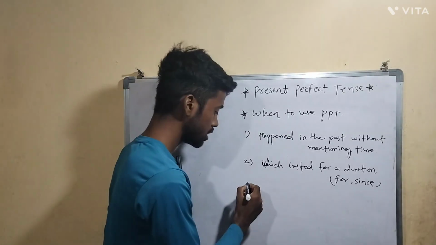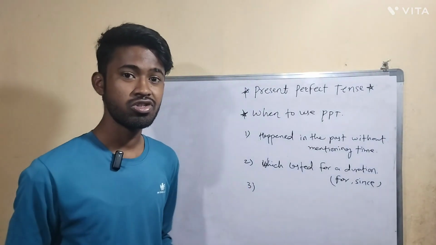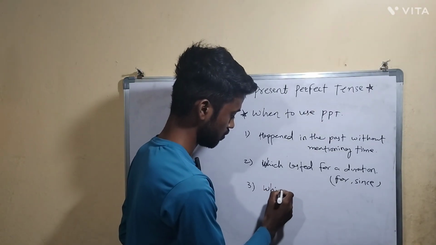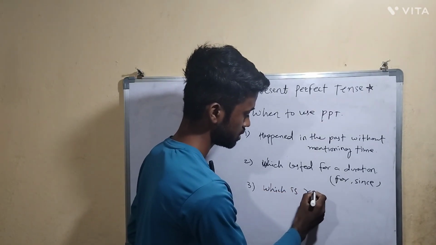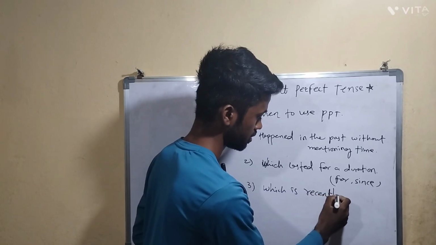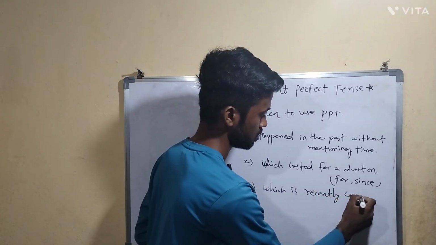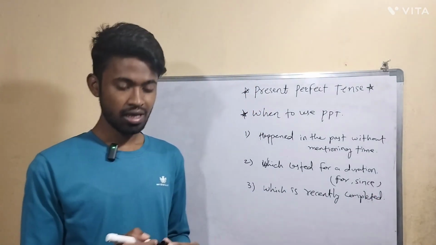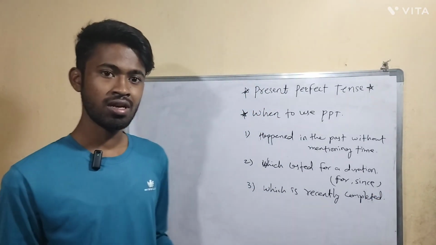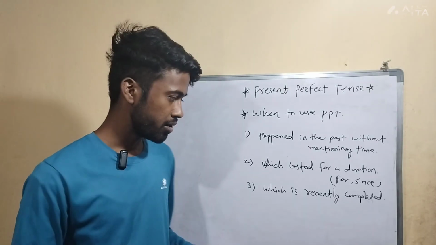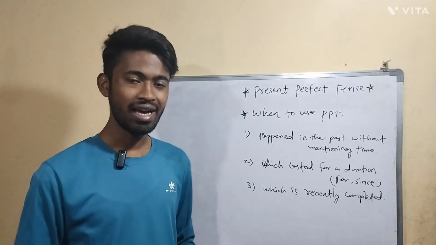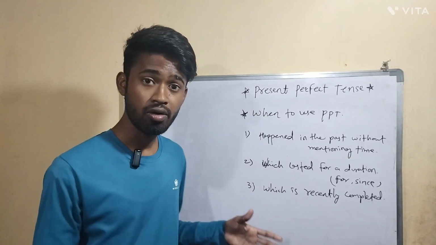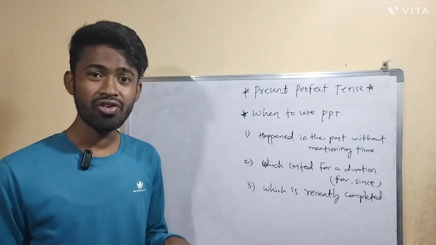Okay, so the third use is the action which is recently completed. What are the examples? Just now I have completed all my homework. Just now I have come to school. So these are a few examples.